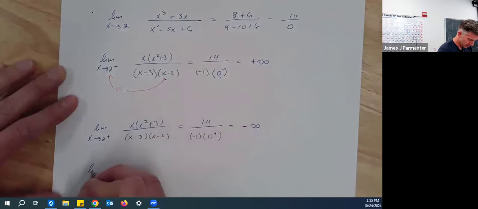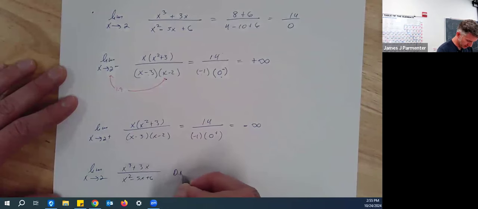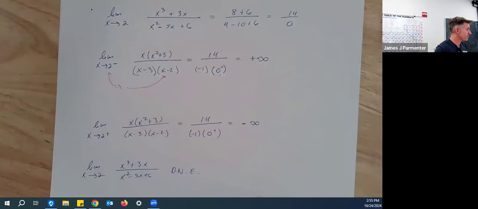So the limit as x approaches 2 of x cubed plus 3x over x squared minus 5x plus 6, we can only say it does not exist. We cannot say it goes in one particular positive or negative direction. I just want to say there. I think it's good.